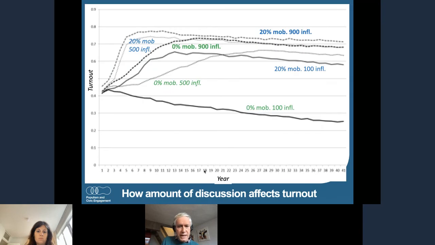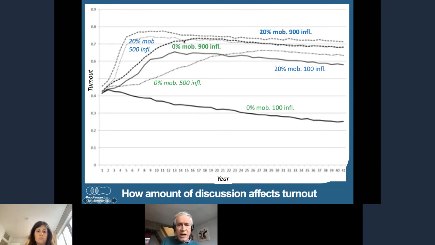Here we're comparing different levels of mobilization, with two different levels, 0% or 20%, with different levels of social influence. This is a parameter that controls how often people talk to each other and influence each other about politics. And you can see a variety of things. Here, the 0% mobilization is this line. Whoops, I don't know whether you can see my cursor. This line, and this line. So you can see those three bottom lines are the 0% mobilization.